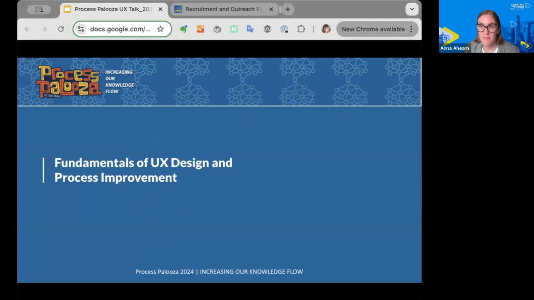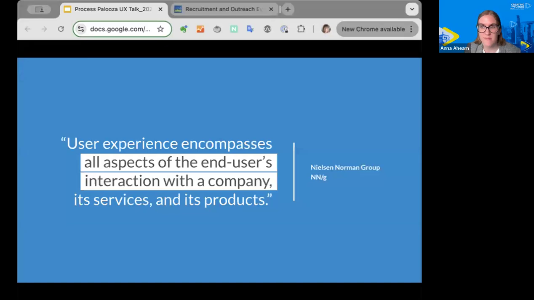So first, let's create some of those shared definitions. What is user experience design? What is process improvement? And how do they overlap? One popular definition of user experience comes from the Nielsen Norman Group, and they say that user experience encompasses all aspects of end user interactions with a company, its services, and its products. And for me, the word interaction is key. Our work is always looking for the connectors, touch points, and pain points in places where humans or the end users connect with services and products.